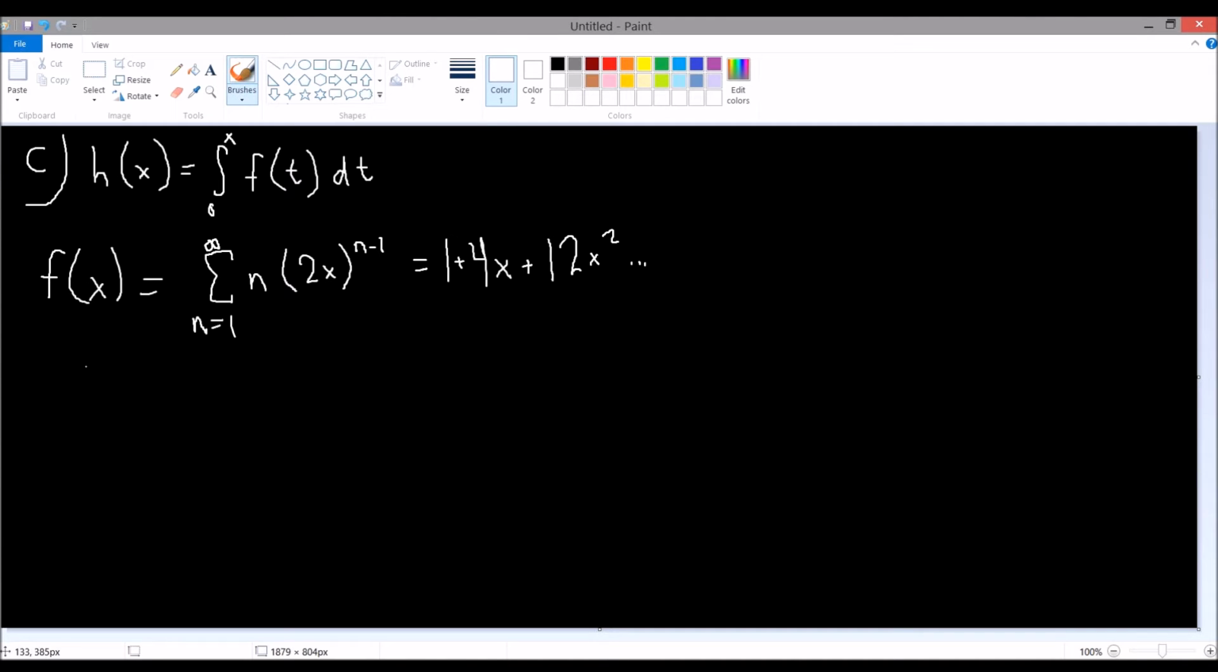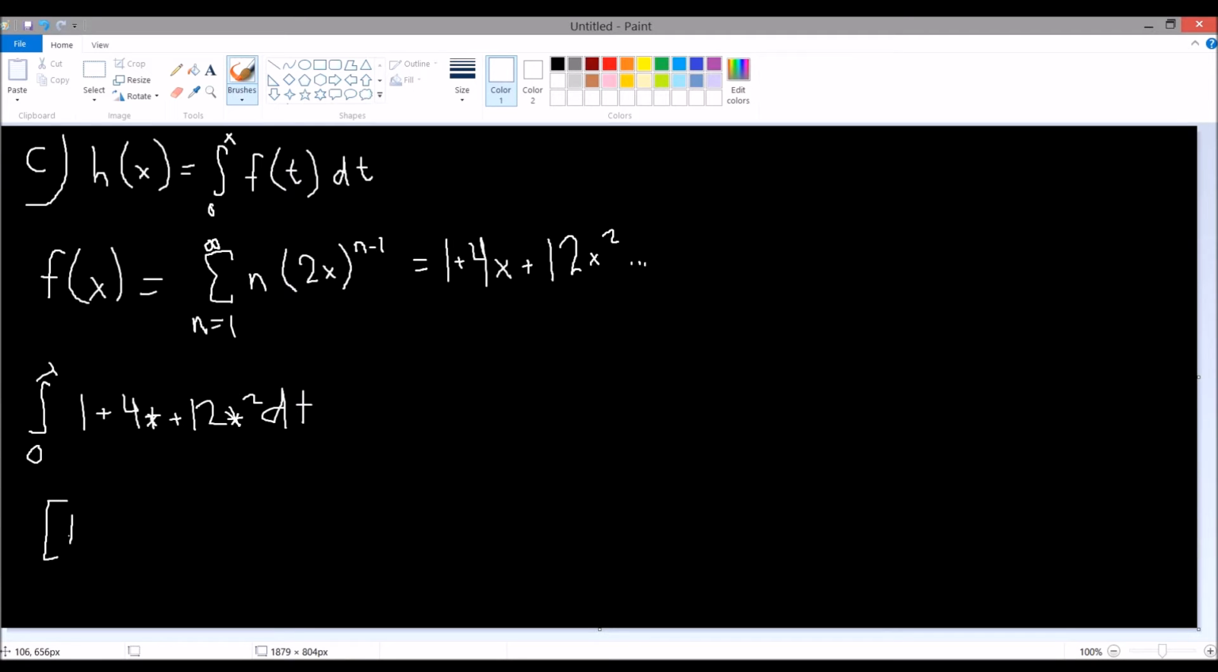So first step is going to be just taking the integral of the first three terms, because we're going to find those first three terms. So it'd be the integral from 0 to x of 1 plus 4t plus 12t squared dt. Wait, no, these are supposed to be t's, so that's a t, and that's a t. Just ignore that, those are t's.